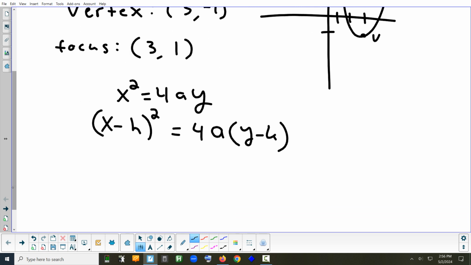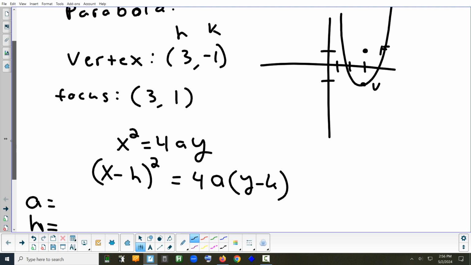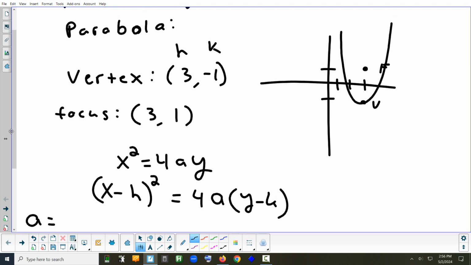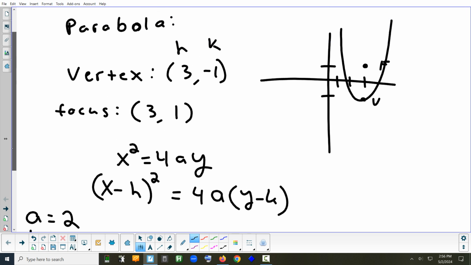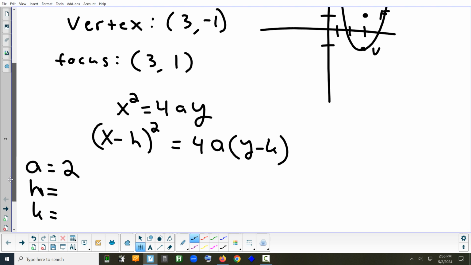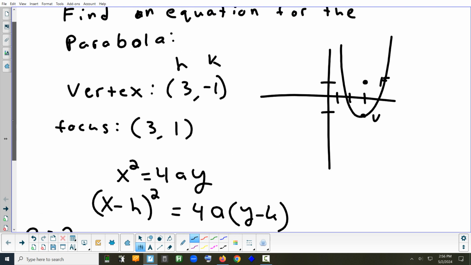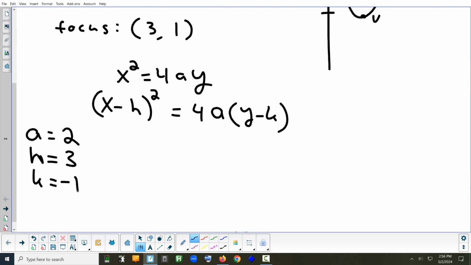All right. So now, if we don't know these yet, we should write them down. A, h, and k. And what is a going to be in this case? 2. A is the distance between the vertex and the focus. So a is 2. Okay, h, well, we've got it labeled right up there as 3. And k is -1. So fill everything in, and then that's our answer.